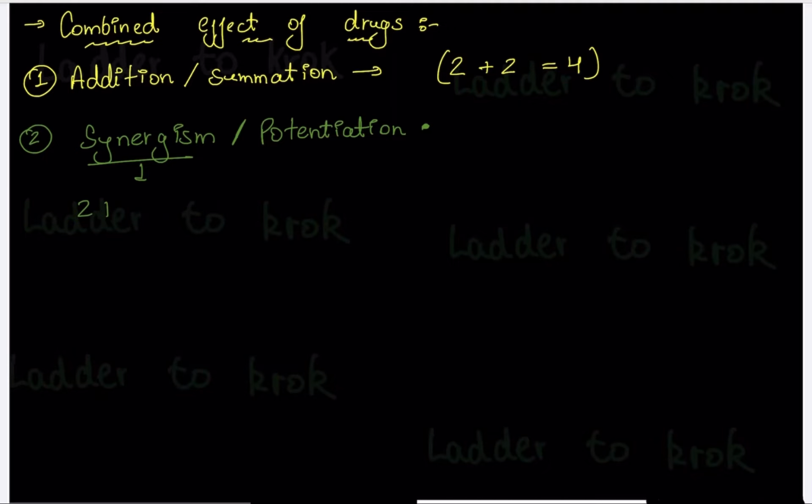Okay, now what is this synergism and potentiation? Like 2 plus 2 will be more than 4. All right, like we give different drugs together, like that HIV drug NRTI, nucleoside reverse transcriptase inhibitor, with protease inhibitor. Or another example of synergism, like you heard of a drug cotrimoxazole.